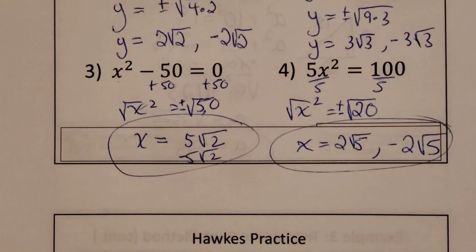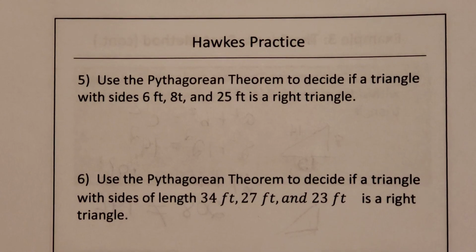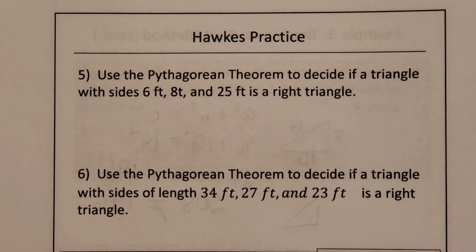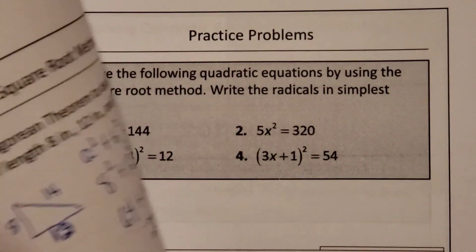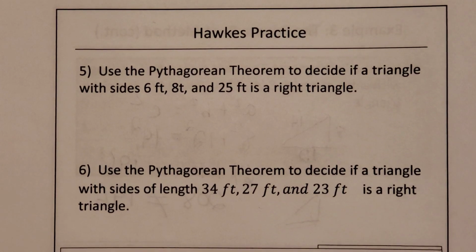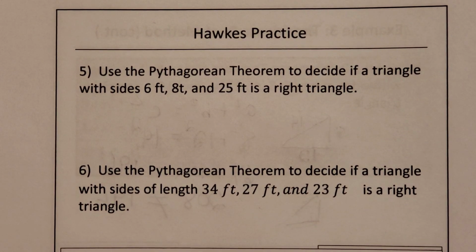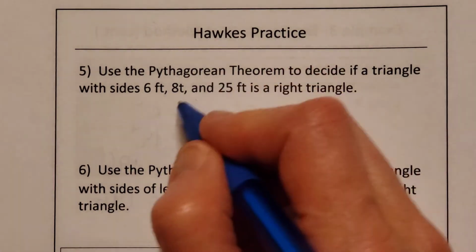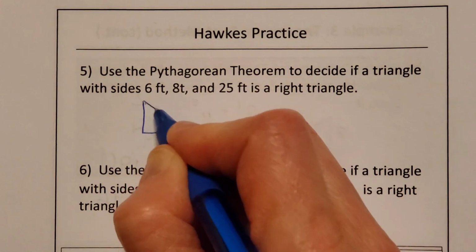All right, and then a couple more Pythagorean theorem problems. So I think this is the last. No, we have a few more. All right, so number 5, we're going to use the Pythagorean theorem to decide if a triangle with sides 6, 8, and 25 is a right triangle. So 6 and 8 are our legs.